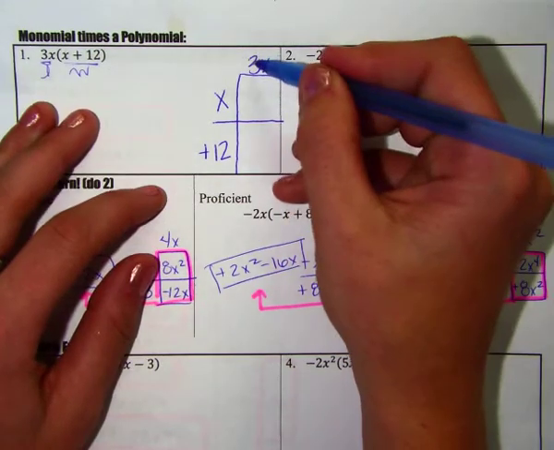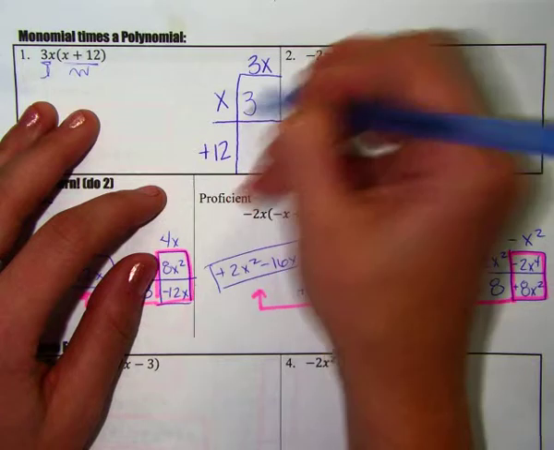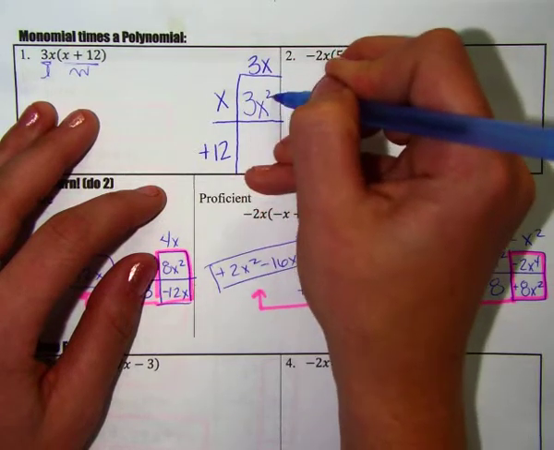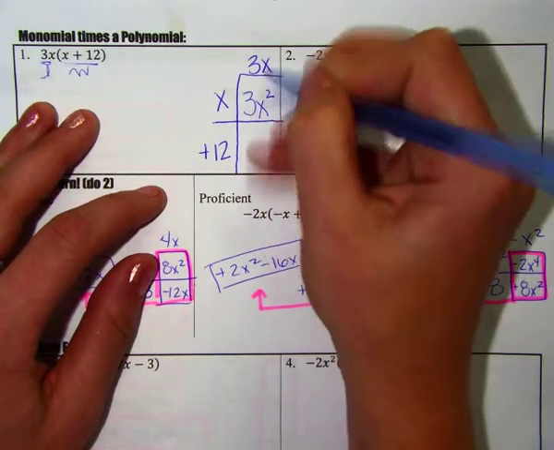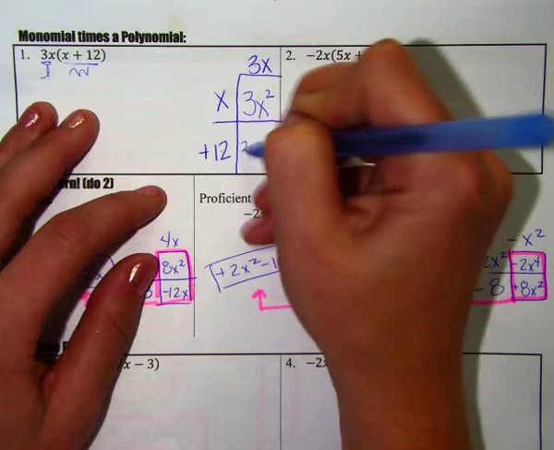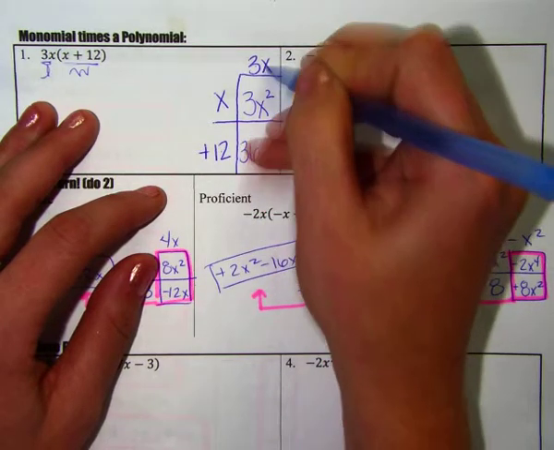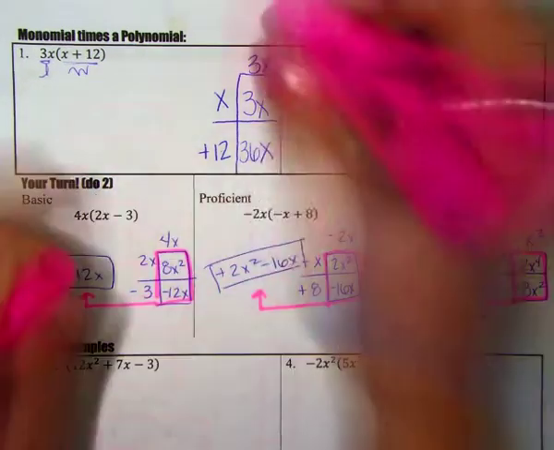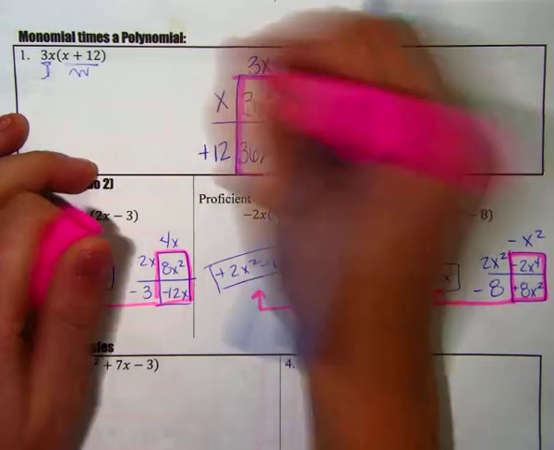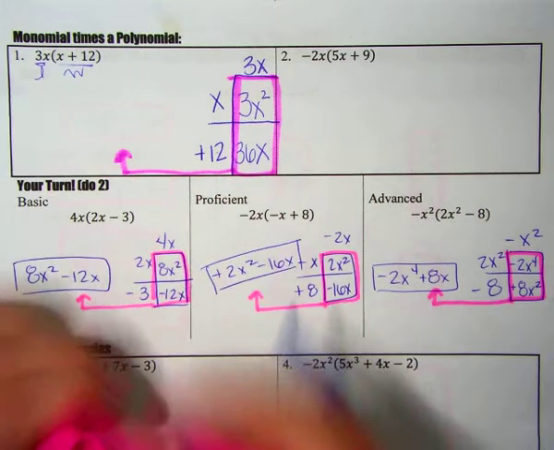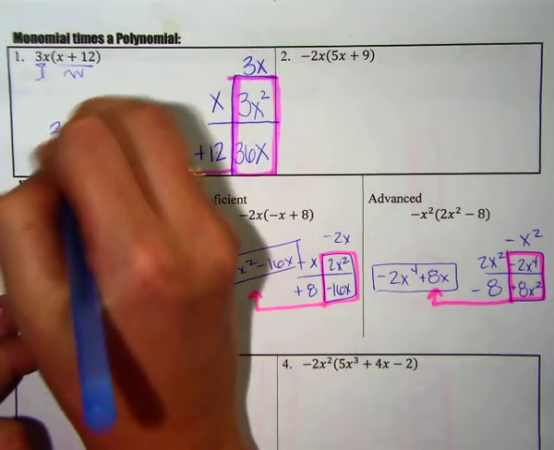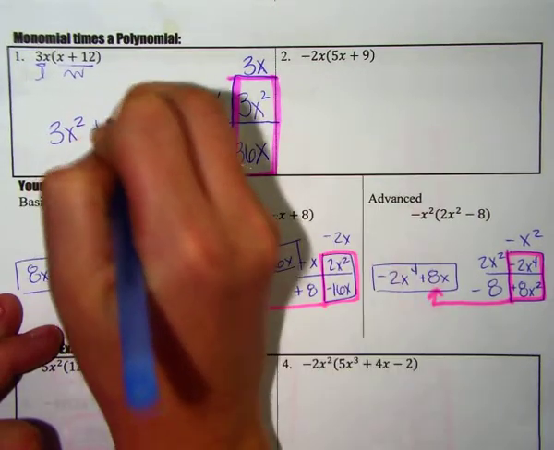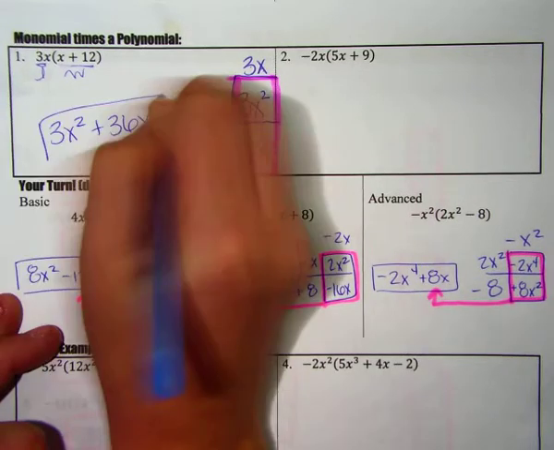The area of this box is 3 times 1, which is 3, x times x, which is x squared. The area of this box is 3 times 12, which is 36, times x, which is just x. So the area is 3x squared plus 36x.